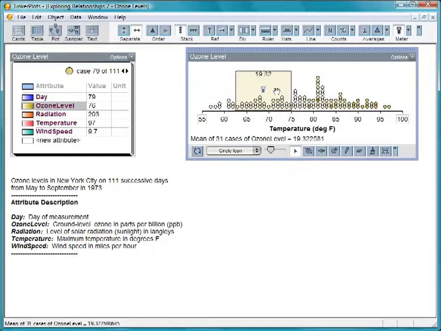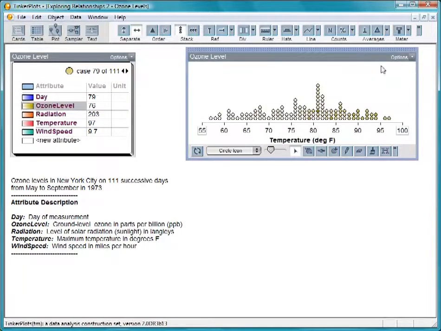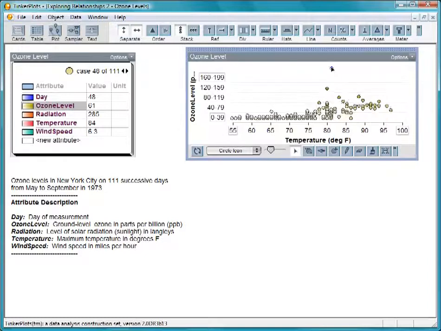As you slide the color meter along the temperature axis, it gets darker and darker, showing again the relationship between higher temperatures and higher ozone levels. Double-click the rectangle to leave snapshots along the temperature axis that again show this relationship. Turn the color meter off and fully separate the ozone level values vertically to create a scatter plot.